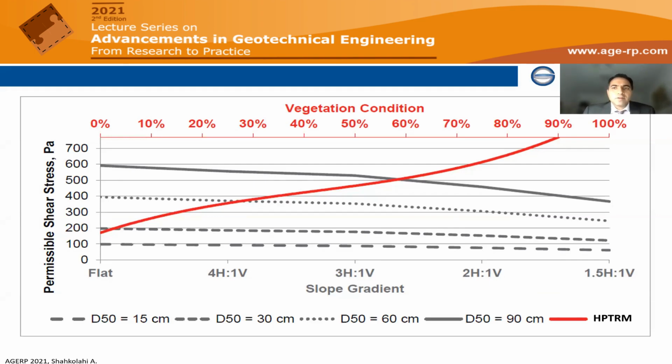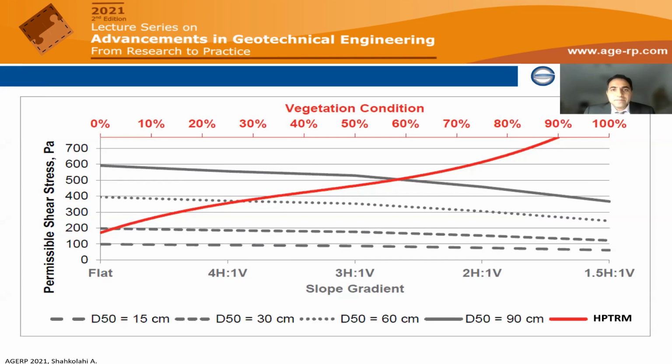So the first thing that we see is that the amount of vegetation definitely affects the performance. The higher or the denser the vegetation, the better performance we get from TRMs. Of course, they can be used without vegetation as well, but the performance is different. Now, as you can see in this graph, if we compare the TRM with D50 of 90 centimeters, which is 900 millimeter rock, it shows that when we have more than 60% vegetation, HPTRM works even better than rock with 900 millimeter diameter. For more than 30% vegetation, the HPTRM works even better than 600 millimeter rock. So this gives us a nice comparison between rock and TRM.